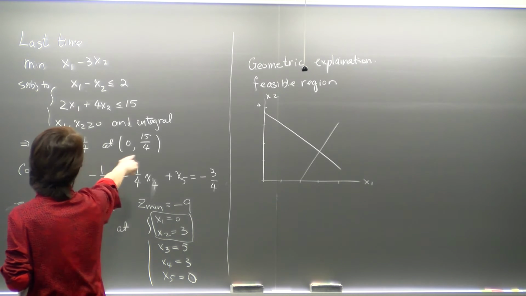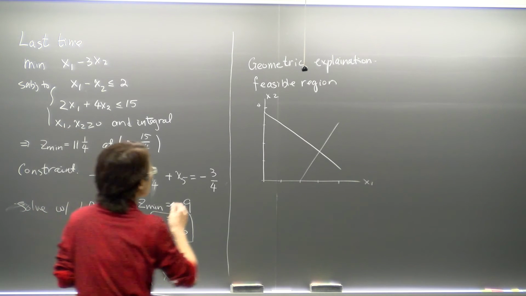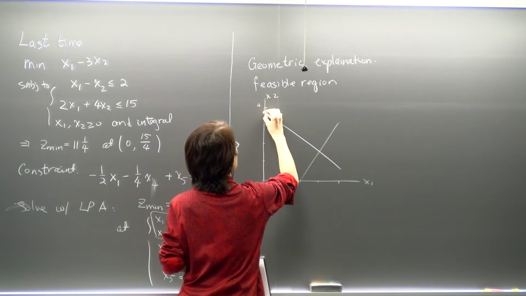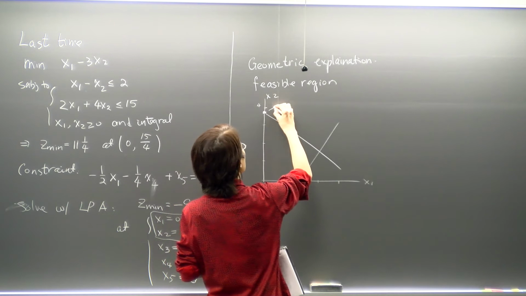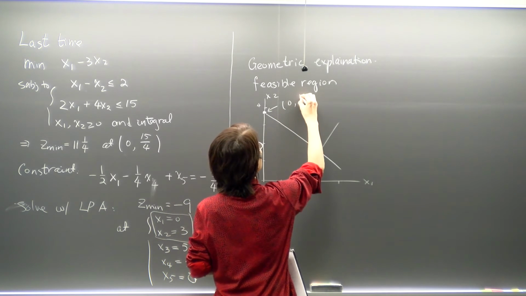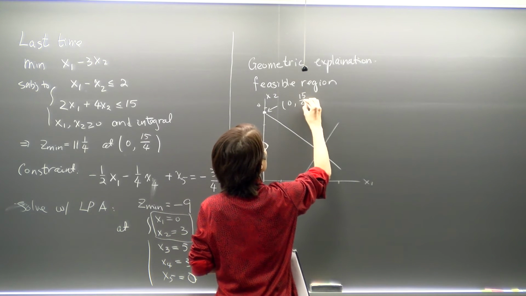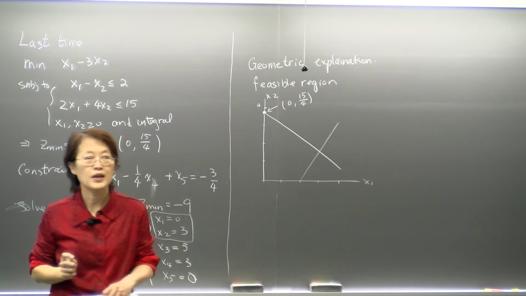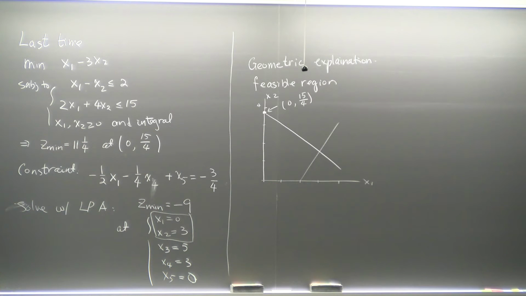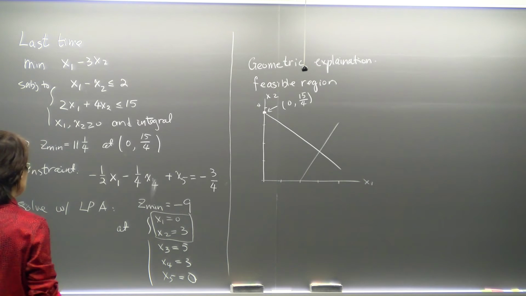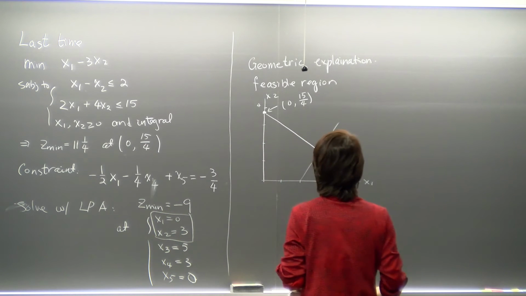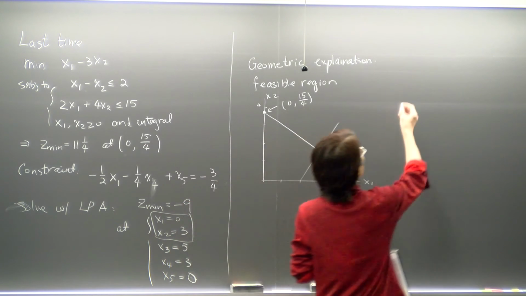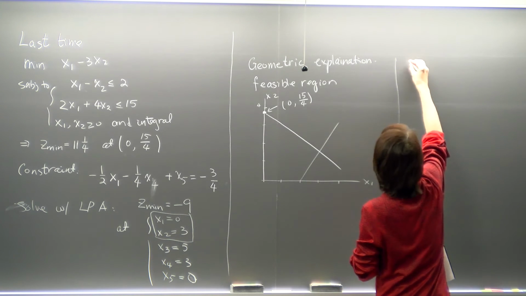And when you solve the original problem without the integral constraint, you find out that this was the optimal solution at 0, 15 over 4, 3 3/4. Is that right? That was the optimal solution without putting the integral constraint. So now let's check what this constraint is doing. The new constraint, let's check. Let me do it this side.